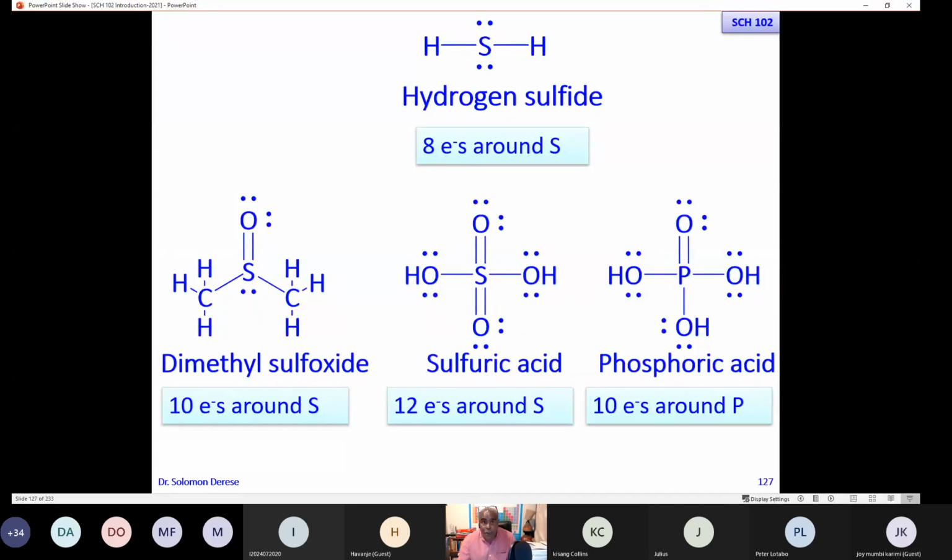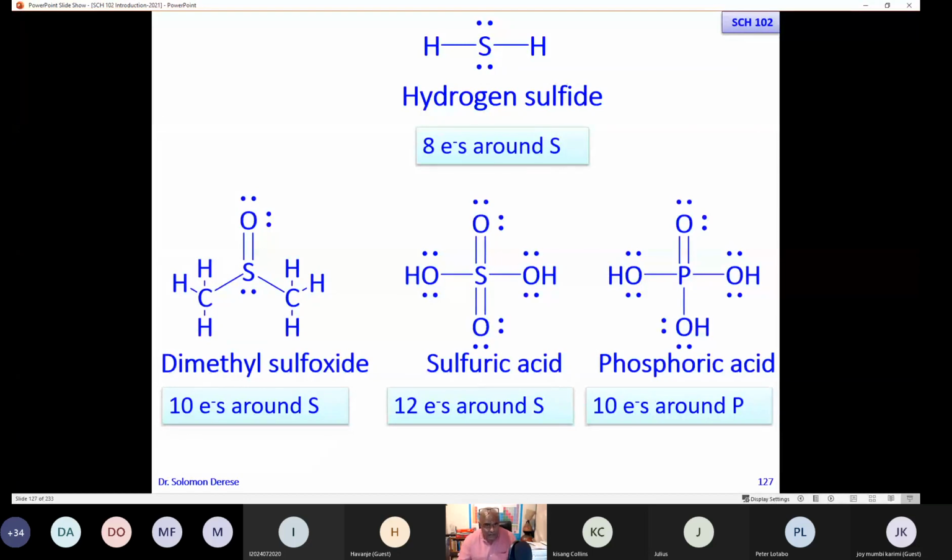Then we also follow the octet rule. Elements like carbon, nitrogen, oxygen, fluorine follow the octet rule because these elements are in the second period of the periodic table. To completely fill the second period of the periodic table, you need 8 electrons. So these elements will be involved in chemical bonding in order to have an octet of electrons.